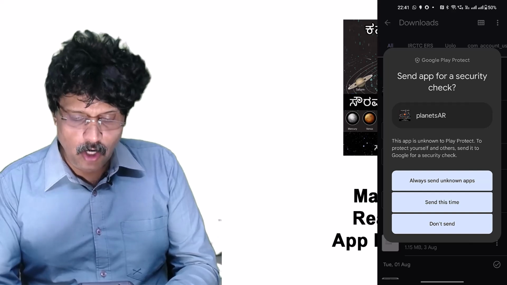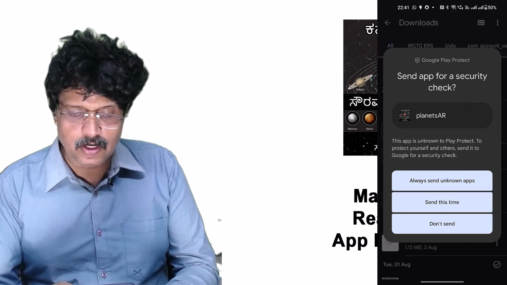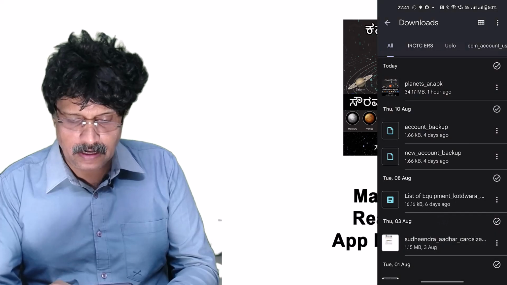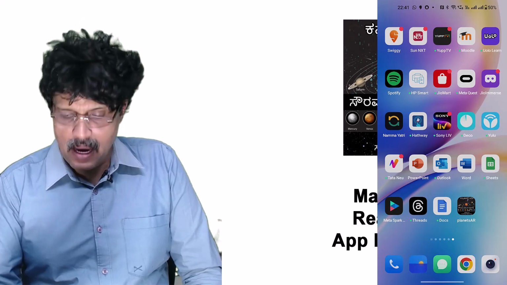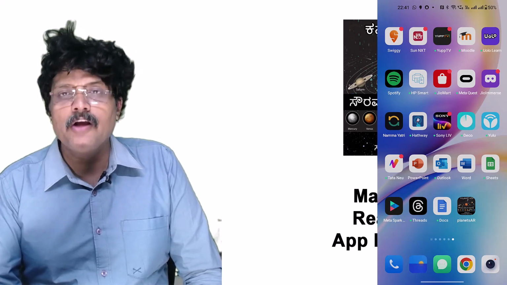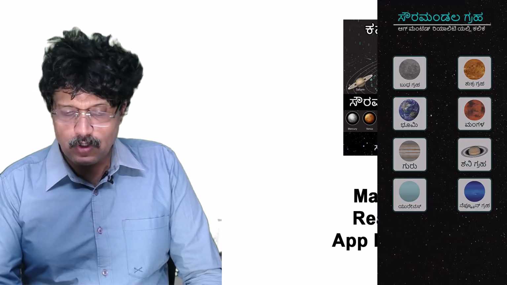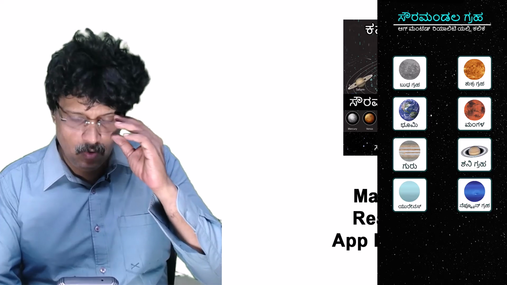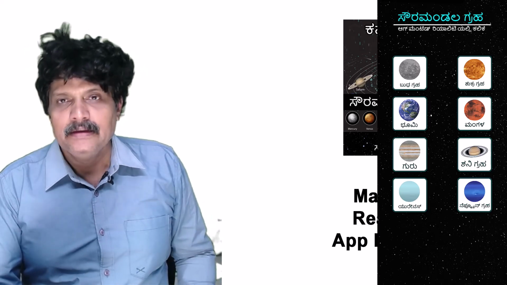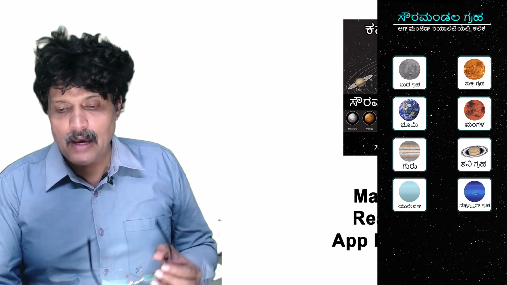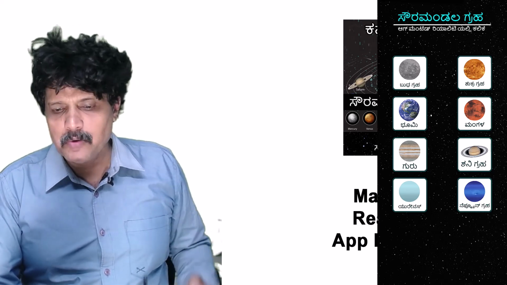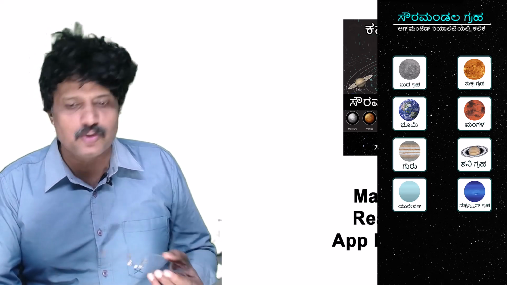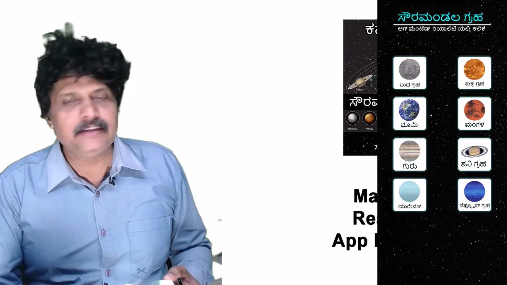It is asking whether you want to do a security check; you can click on don't send, and then you can see the Planet AR app installed here. This is the default icon I have chosen. I will click on this Planet AR, and now you can see how this app works. I have launched this app. Right now I have created this app in Kannada, and in this Kannada app you have Saura Mandala, which means solar system, and 8 planets are displayed over here.